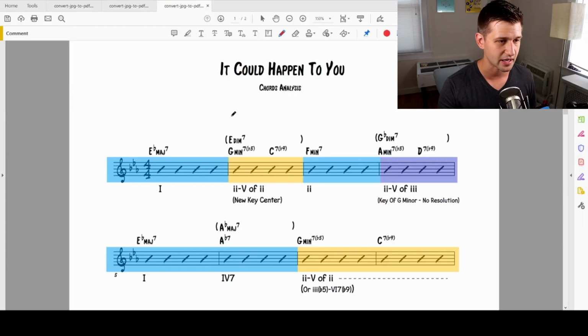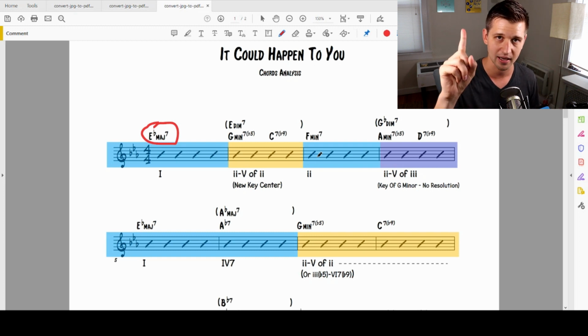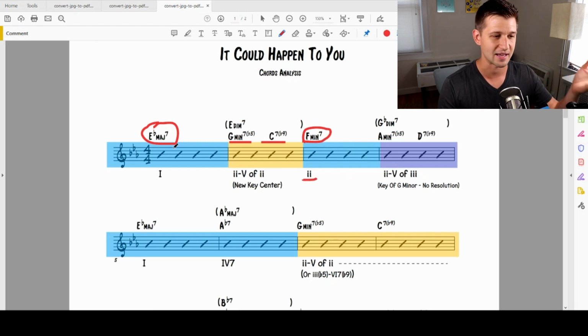So if you're taking a look at "It Could Happen to You" right now, we start with the one chord, but then we go to a really important concept in jazz, which are secondary dominants. Now, I've done a video on secondary dominants, and I'll go ahead and link that up in the cards above, but basically the concept here is we have a 2-5-1 into F minor. However, this F minor is really just functioning as the 2 chord in E flat major.